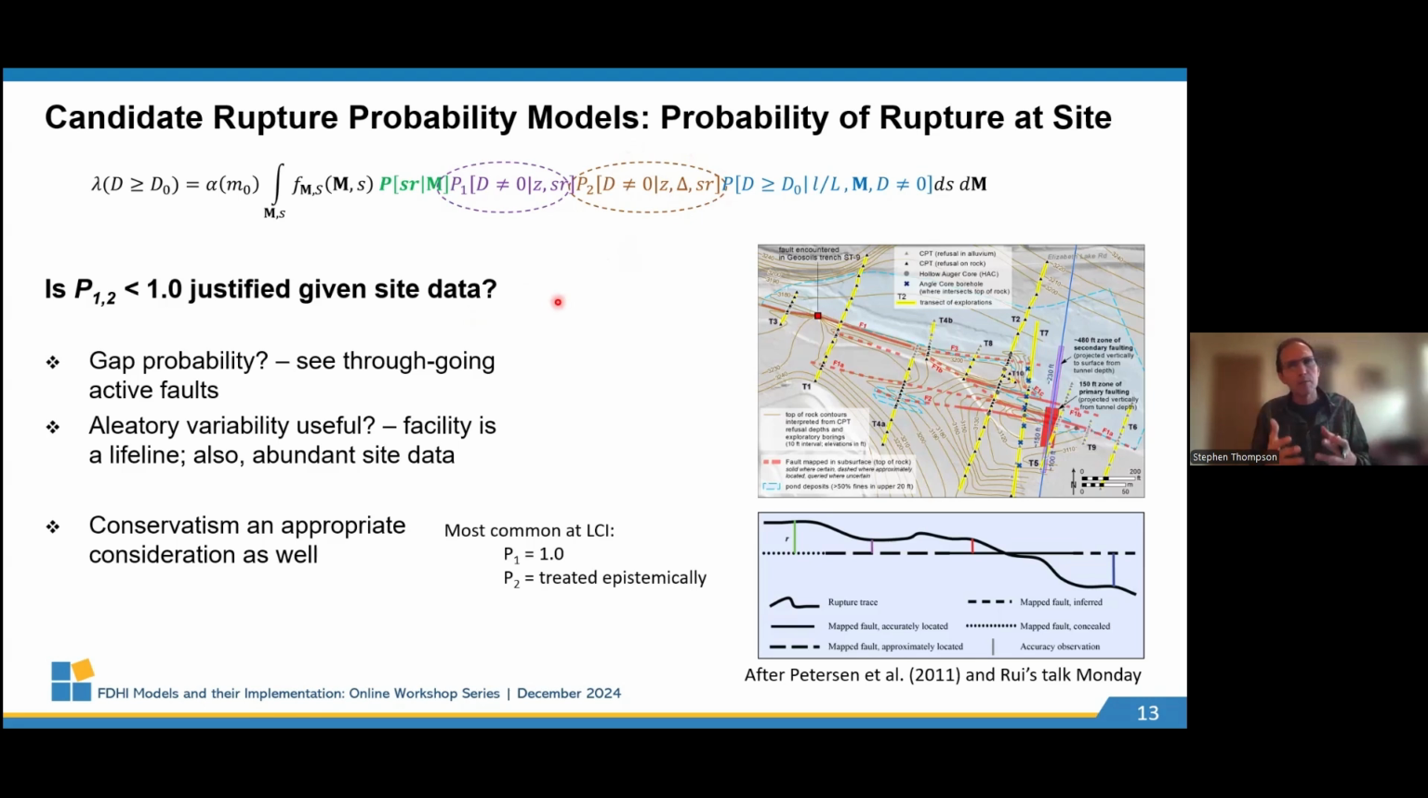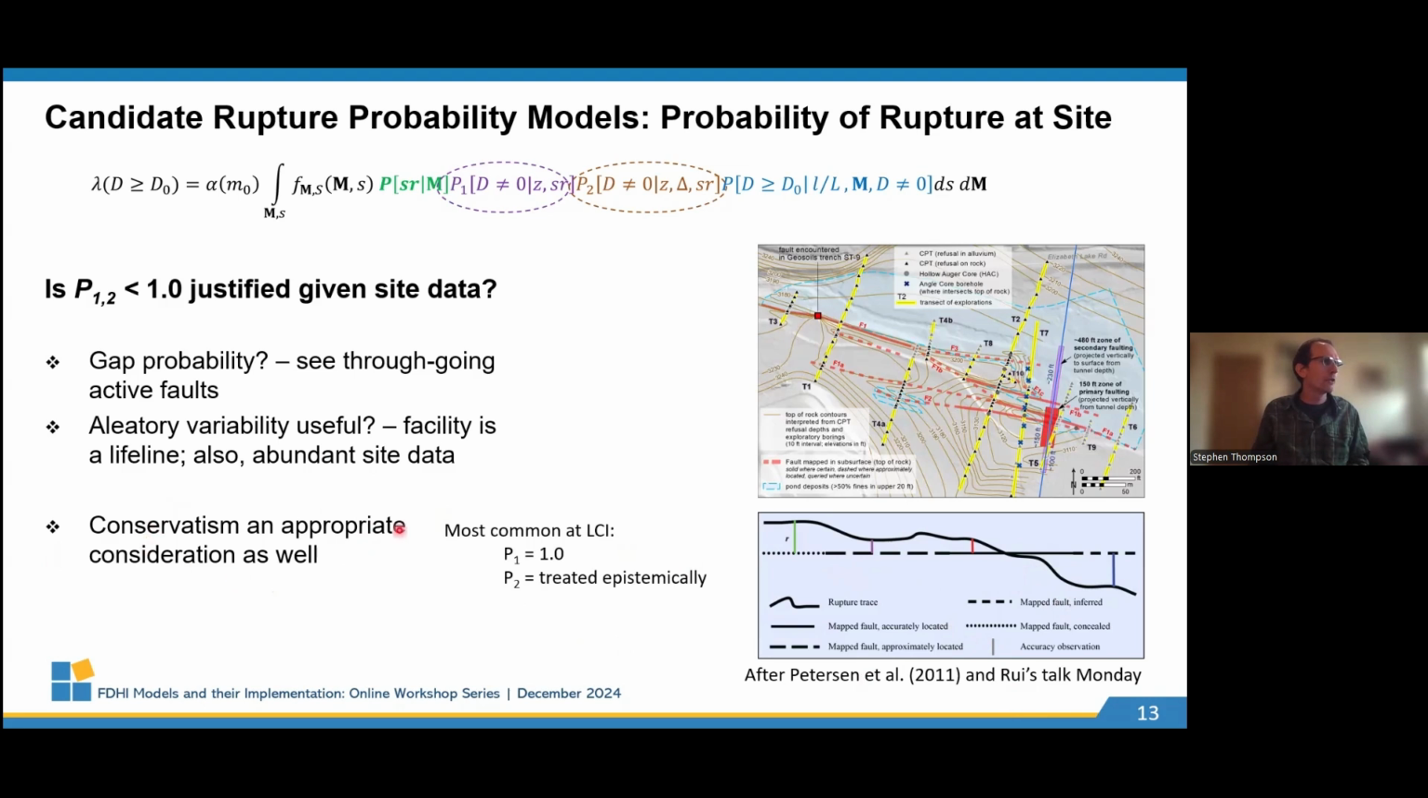Also, we have this abundant site-specific data, and we believe that the site-specific observations of the faulting is just a different level of quality compared to the aleatory variability models that we have available, which are really based on the difference between pre-rupture fault mapping and then observations of the rupture later.